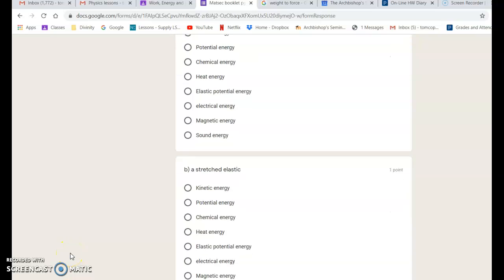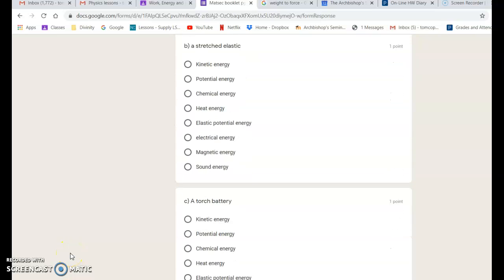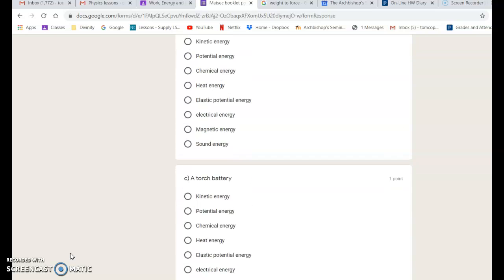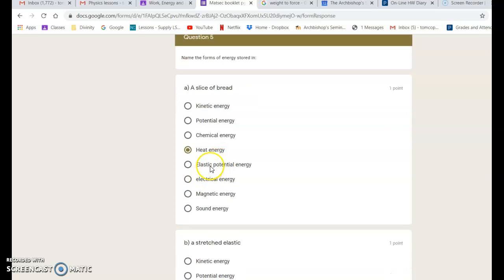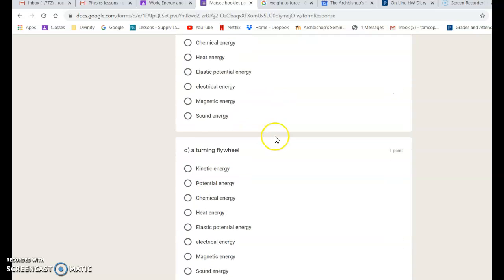Now these you're going to have to reason them out on your own. You have to see what kind of situation he's giving you. So a slice of bread. What kind of energy does a slice of bread have? So you have kinetic energy, which is movement energy, you have potential energy, you have chemical energy, which is found in food, you have heat energy, you have elastic potential energy, you have electrical energy, you have magnetic energy, and you have sound energy. Which of these is a slice of bread? And you have to do the same thing for all these.